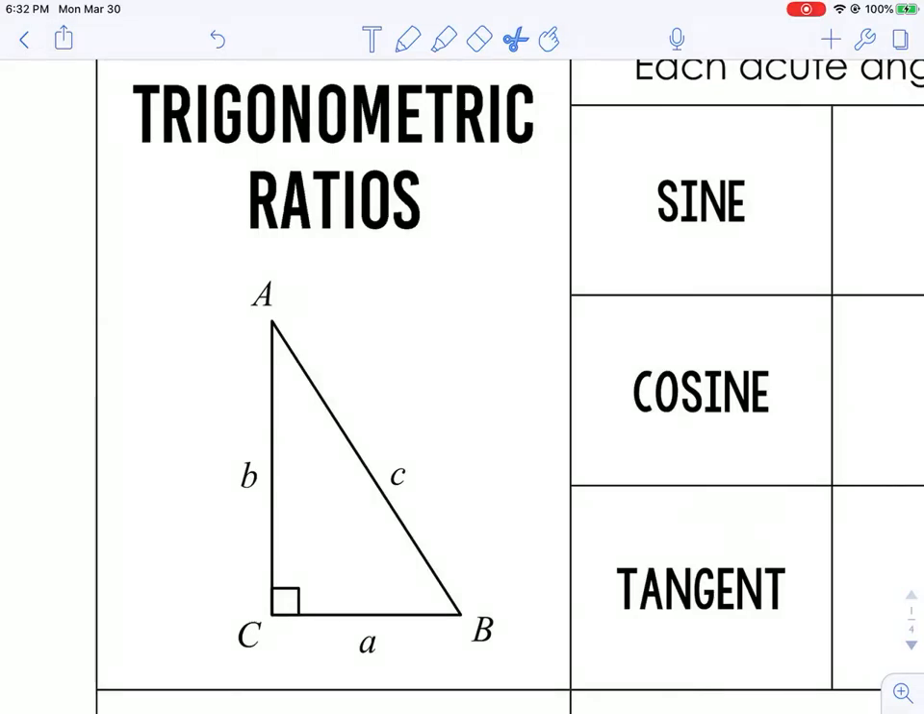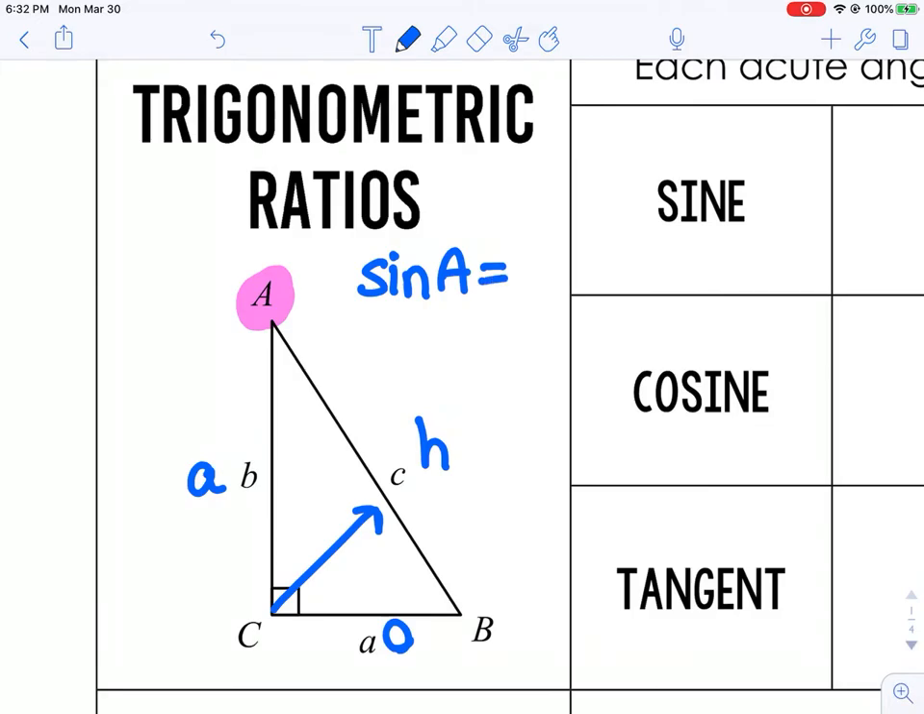This is a quick review of our trig ratios with side lengths. So when we have a right triangle, the first thing you want to do is label your hypotenuse and then highlight which angle you want to look at. Label your parts opposite and adjacent in relationship to that angle. And then the sine of that angle is the opposite over hypotenuse.